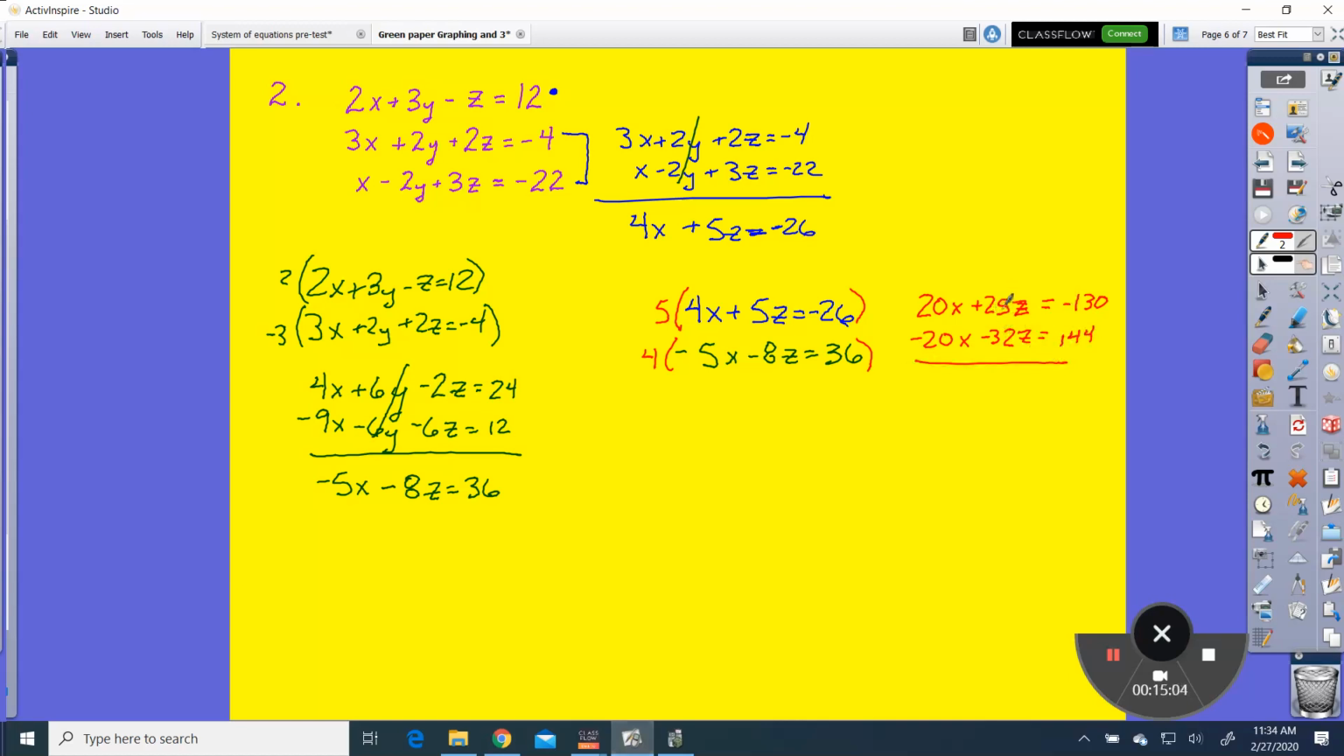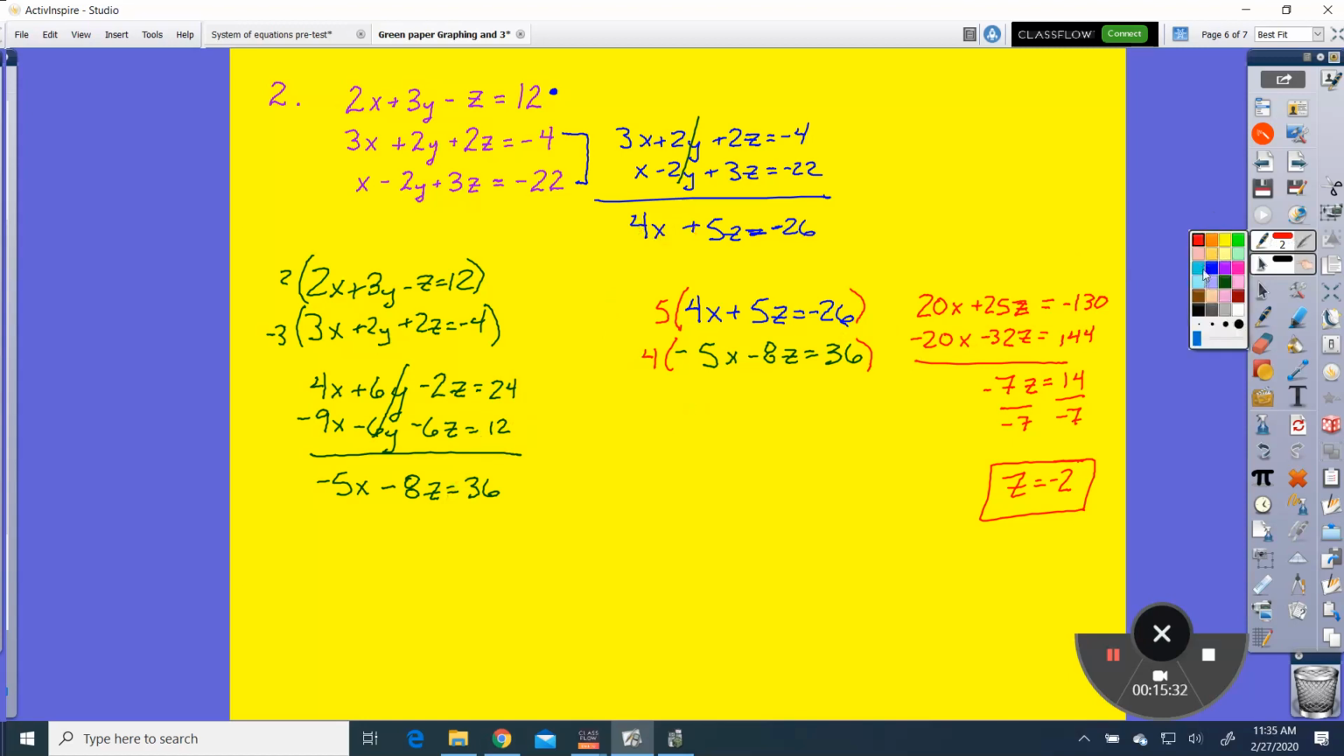So 32 minus 25 is 7, and it's negative because there's more negative 32s. And 144 minus 130 is 14. So now I divide it by negative 7, and I get that z equals negative 2. So now what I've got to do with this z equals negative 2 is plug it into either the blue one or the green one. It doesn't matter which one. So I'm going to plug it into the blue one and solve for x.